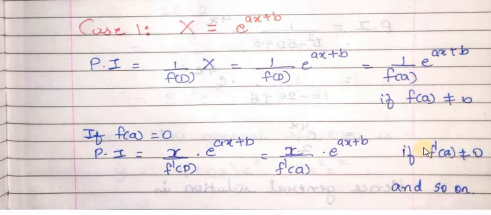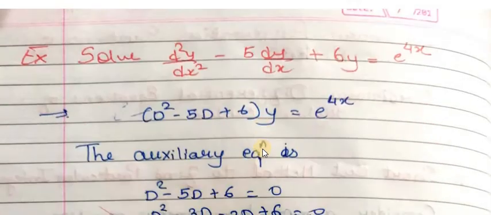If f'(a) becomes 0, then again you have to find the derivative of f'(D). So it will become f''(D), and you have to multiply the numerator by x square, and then replace D by a. So in the denominator you will have f''(a), and f''(a) should not be equal to 0. In this way you have to repeat the process. Now we will see examples related to this topic.